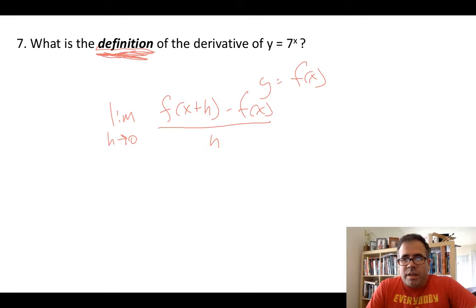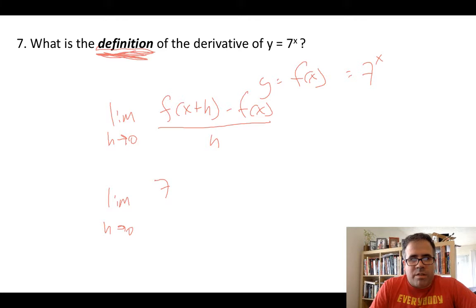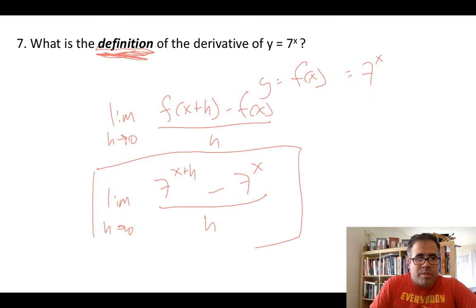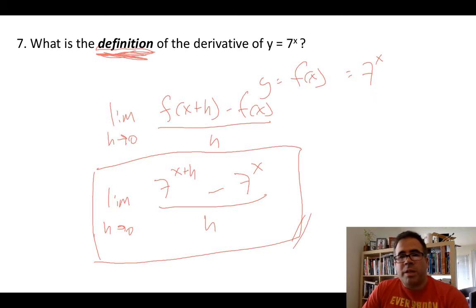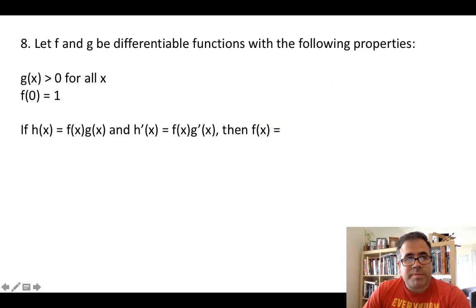So in this case, our f is going to be 7 to the x, right? So anytime you see x plus h, you replace that there. So our definition of the derivative is going to be the limit as h goes to 0 of 7 to the x plus h minus 7 to the x, over h. And that's all I wanted. If you can remember the definition of the derivative, which I hope you can, these problems should be pretty easy because they don't require any computation. All right.